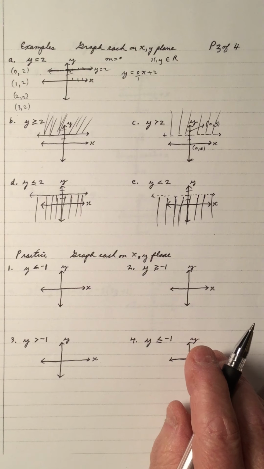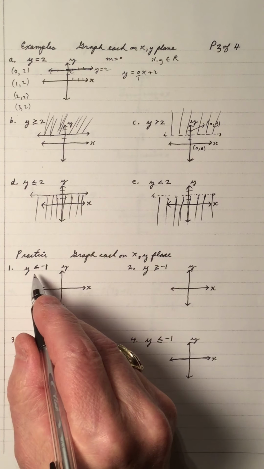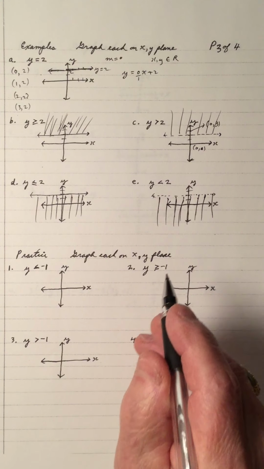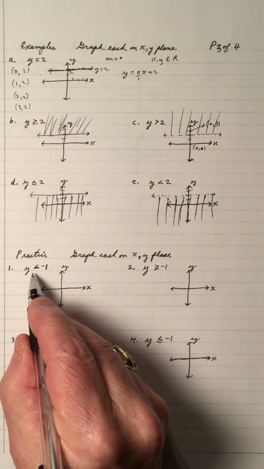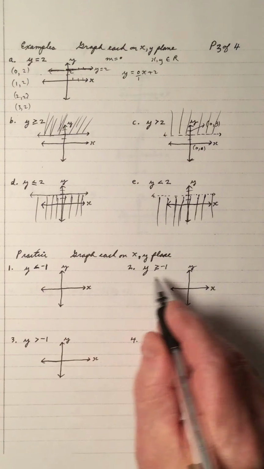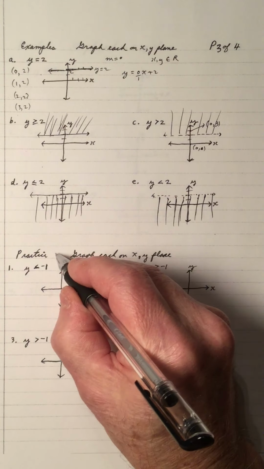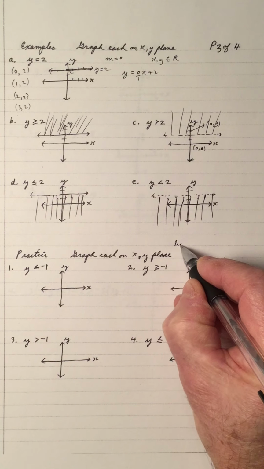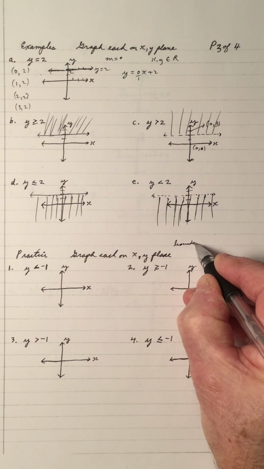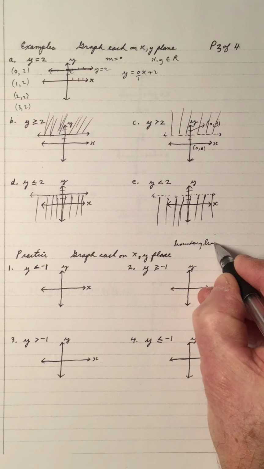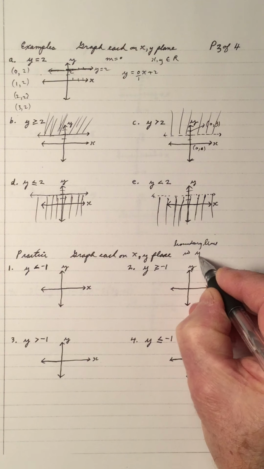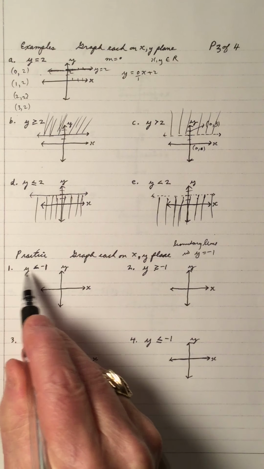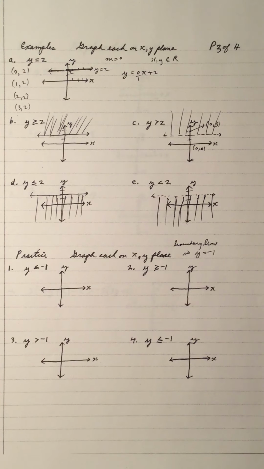So, knowing that, if you see y all alone, you're graphing on the xy plane, you have a horizontal line. Because remember, the boundary line for all 4 of these, what is the boundary line? The boundary line is y equals -1. Because the equal sign is the boundary line in the equation.